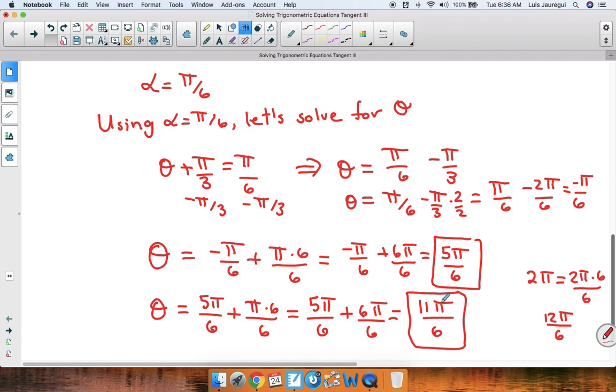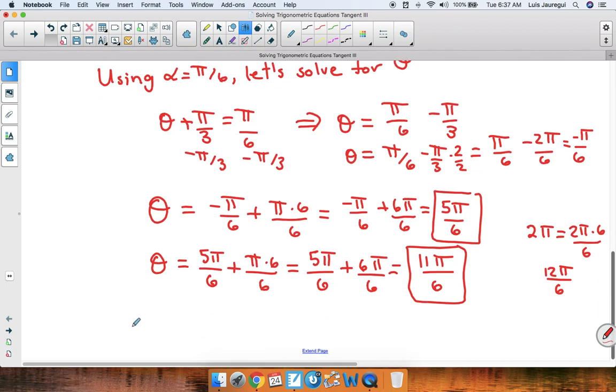So we're going to stop here in terms of the solutions, and we can say that the solutions for this equation happen to be theta equal to 5 pi over 6 and 11 pi over 6.